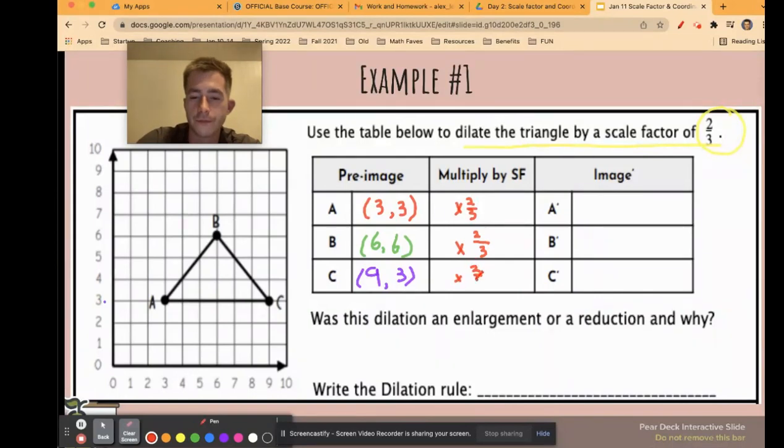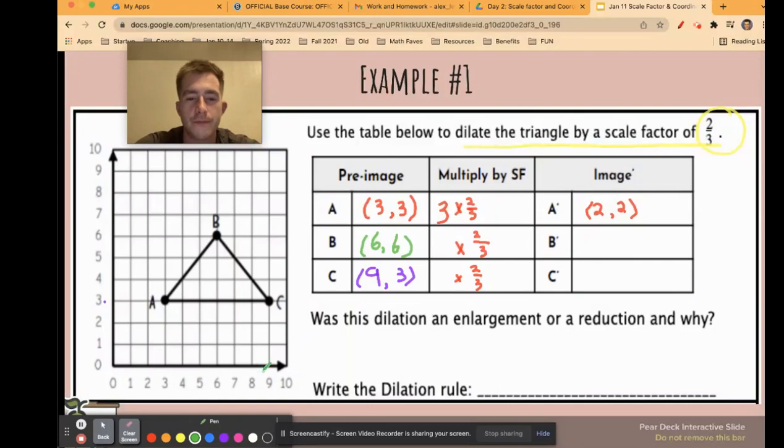Now, this is where your handy dandy calculator is going to come into play. 2/3 times 3. What is 2/3 of 3? Well, that's going to be 2. And you can see that if you did your calculator, 3 times 2/3, you should get an answer of 2. And I've got the same x value, same y value. So my new coordinates for that point, my image, letter A is going to be at 2, comma 2.